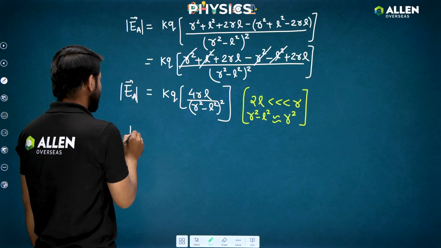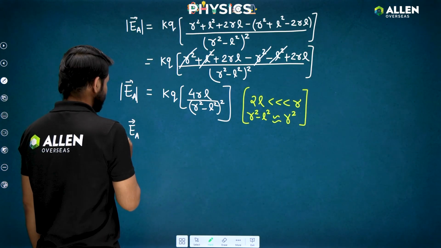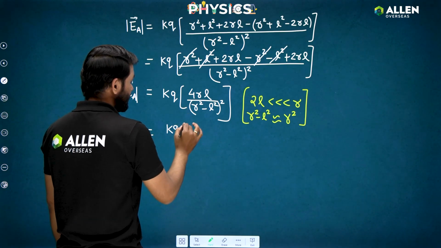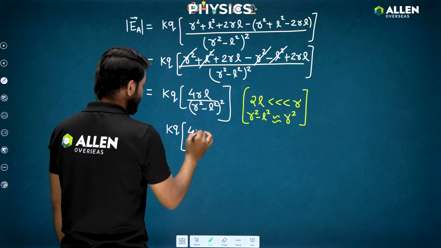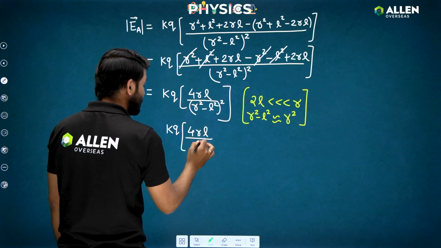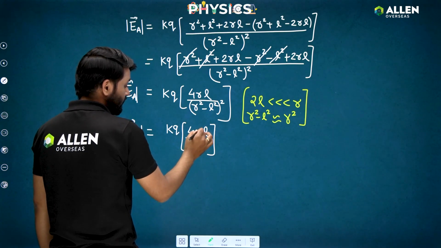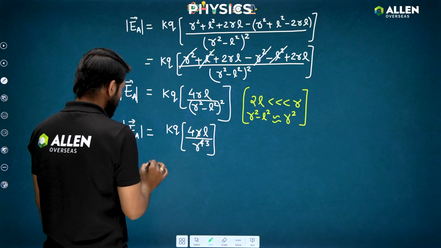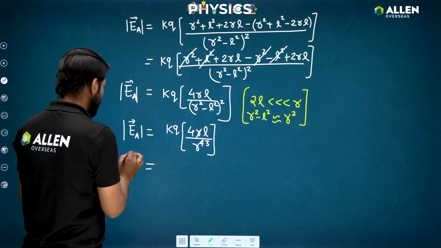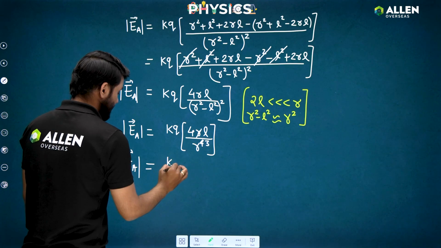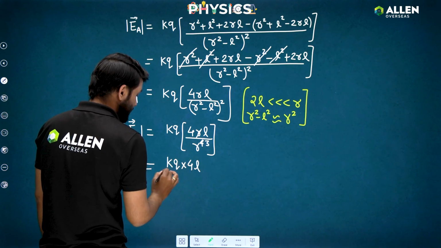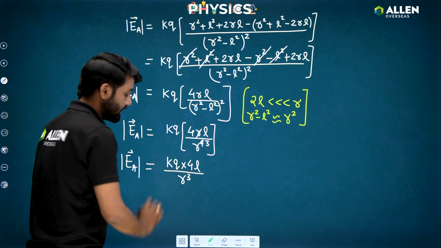So you can see here electric field at point A is KQ and it's 4RL as it is, divided by, this is R square we have to write, so this is R to the power 4. Got it? And we can cancel R three times. So E at point A is KQ into 4L divided by R cube, right?